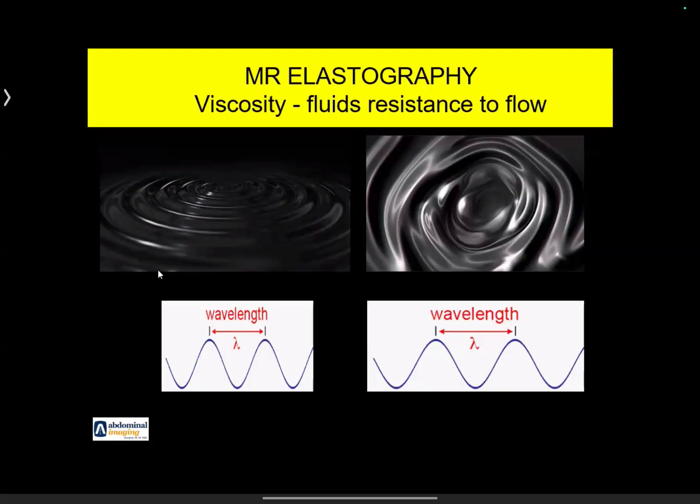About resistance, so viscosity. Here we have two fluids. This one is water, and this is oil. When you drop a stone in the water, you have ripples, these waves are of the same wavelength and homogeneity is maintained. When you drop a stone in the oil, which is very viscous, the wavelength is larger, and not everything is homogeneous as in water.